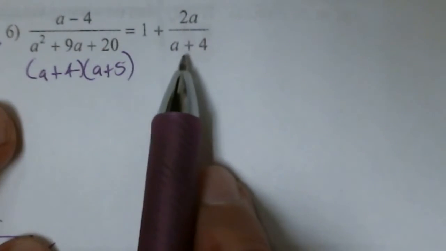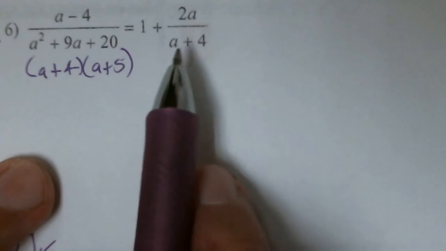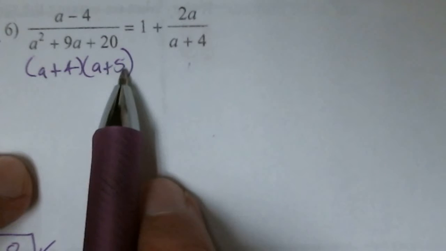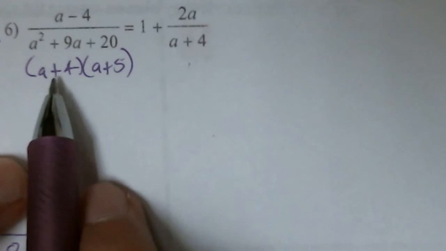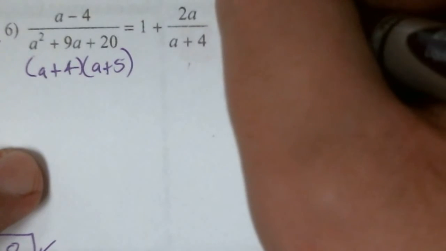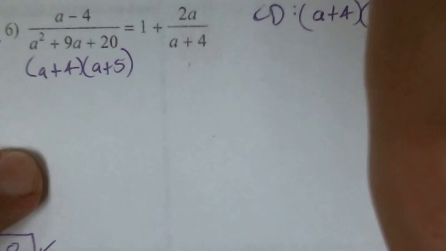The 1 has nothing, and this guy has an a plus 4. So what is common between a plus 4 and a plus 4, a plus 5? A plus 4, a plus 5 is your common denominator because a plus 4 does divide into a plus 4, a plus 5. So the common denominator is both of these.